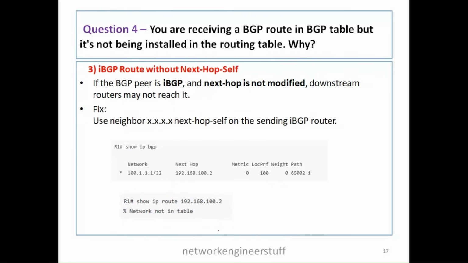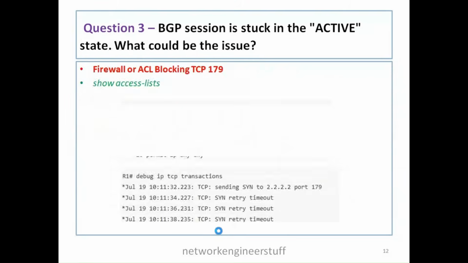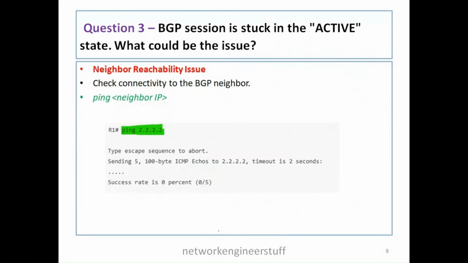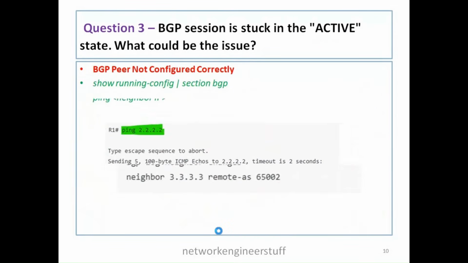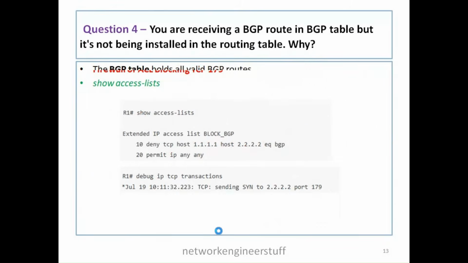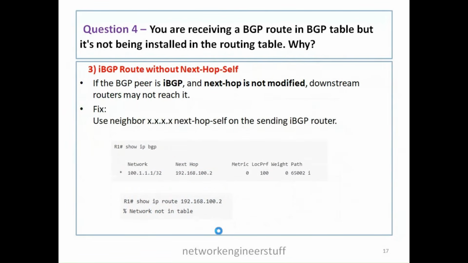Reason number 3, iBGP route without next hop search. This is something we have already seen in this particular example, in question number 2. Here, R2 had the next hop as R3, and the next hop was not reachable. So that was one of the reasons why it will not get installed in the routing table, even if it is present in the BGP table.